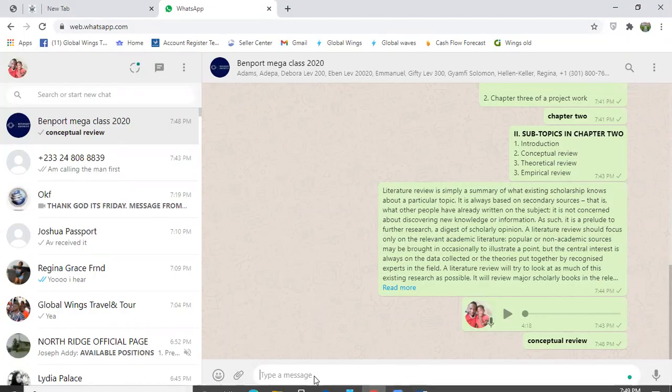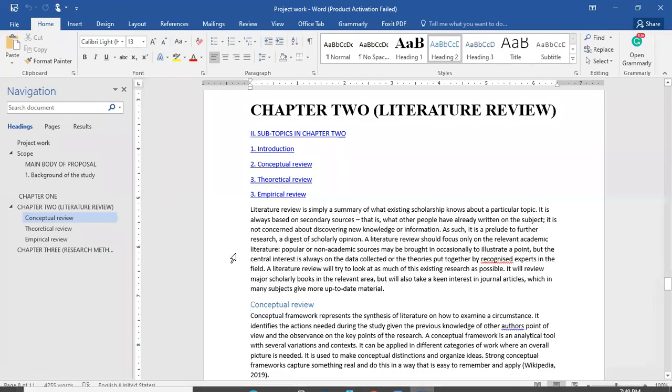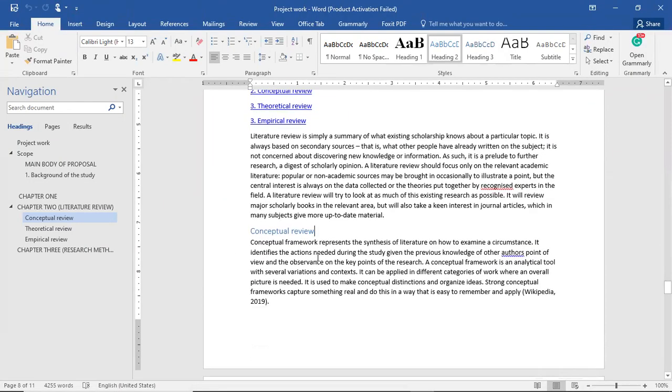Now, when we talk of conceptual review, what do we mean? The conceptual review represents a conceptual framework of the literature on how to examine a circumstance. It identifies the action needed during the study, given the previous knowledge of other authors' points of view.